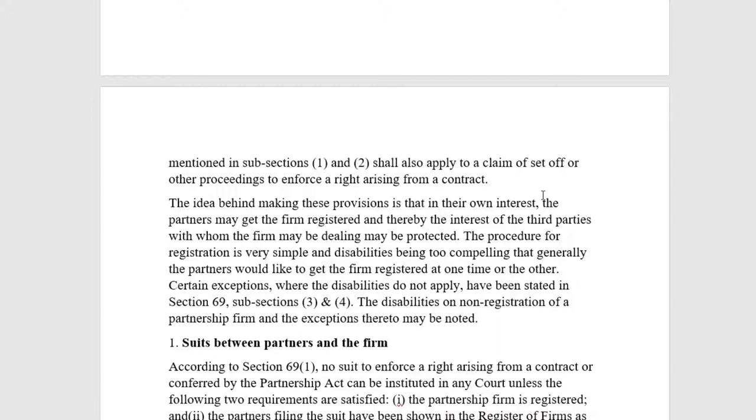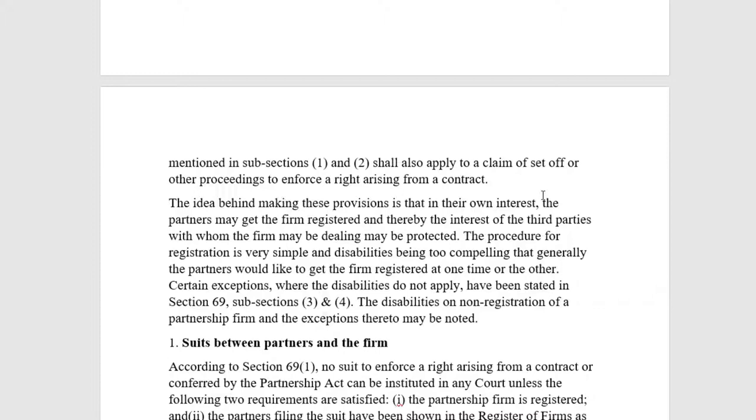Here, if the firm is not registered, the partnership firm cannot ask for its due amount from the third party, even though the third party has kept a certain due amount which is to be paid to the partnership firm. Instead of that, the partnership firm has to pay the amount to the third party.